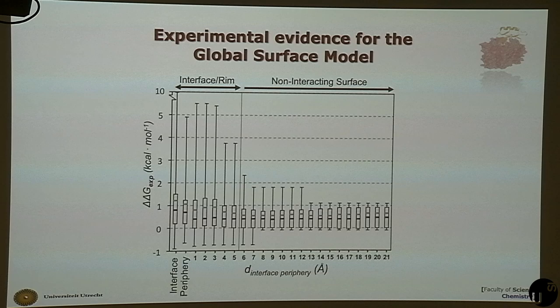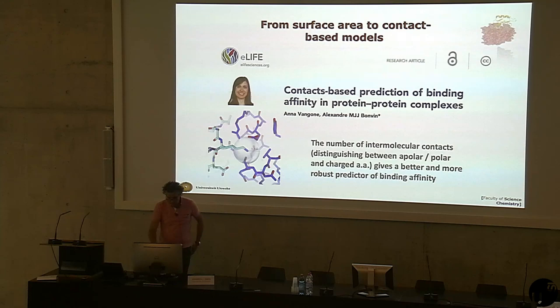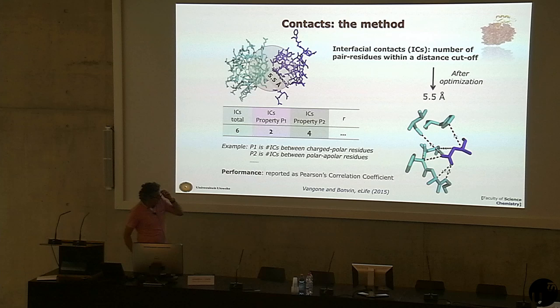And then just a few slides, and then I stop. We revisited this, and we came up with another model, which was even simpler in a sense. This is the work of Anna van Goorn in the group, where we basically have been looking at the number of contacts at the interface. So we are just counting the number of residue contacts at the interface, classifying those as polar-polar, polar-apolar, and so on. So we have different types of contact. Train a model, basically, and see.